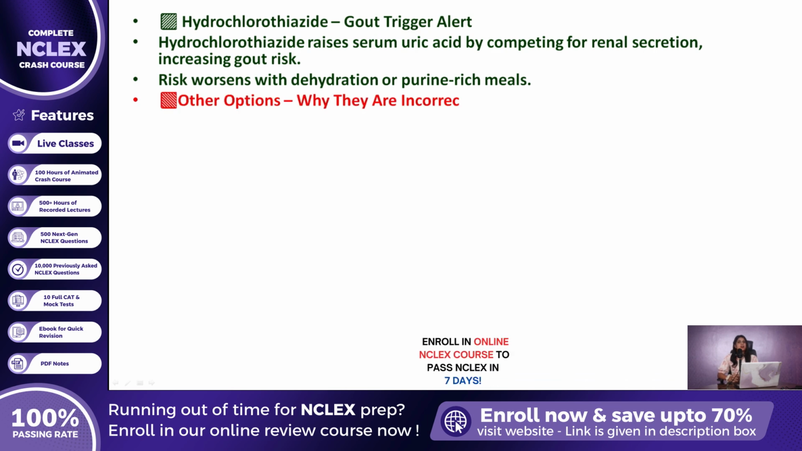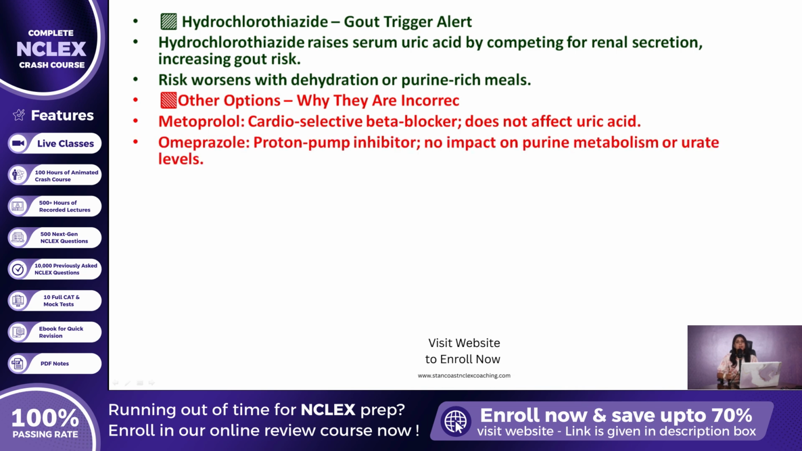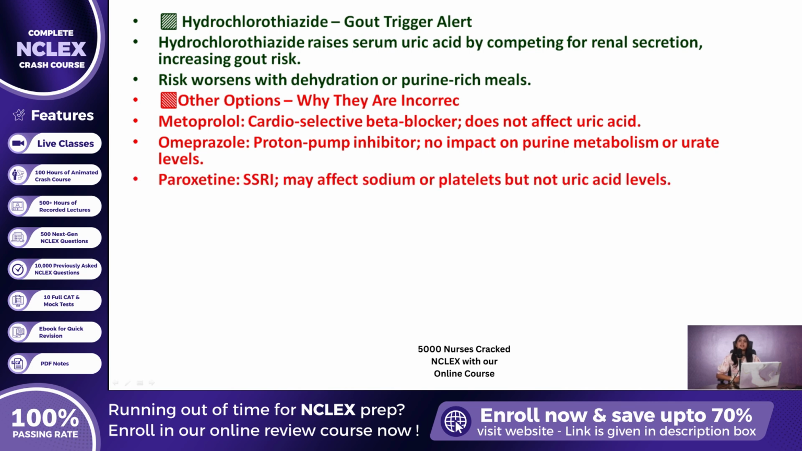Option A, metoprolol, is not the trigger since this cardioselective beta-adrenergic blocker treats hypertension, heart failure, and rate control without altering uric acid production or excretion. Option B, omeprazole, is also not implicated because this proton pump inhibitor reduces gastric acid, yet leaves purine metabolism and renal urate transport untouched. Option D, paroxetine, does not fit either.